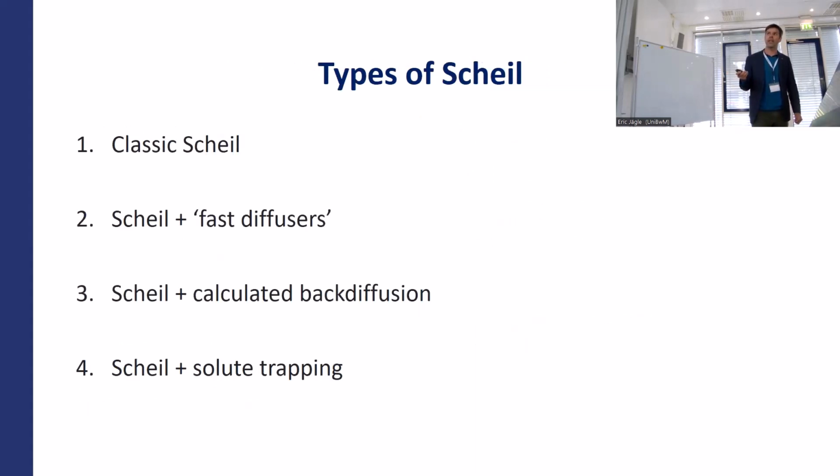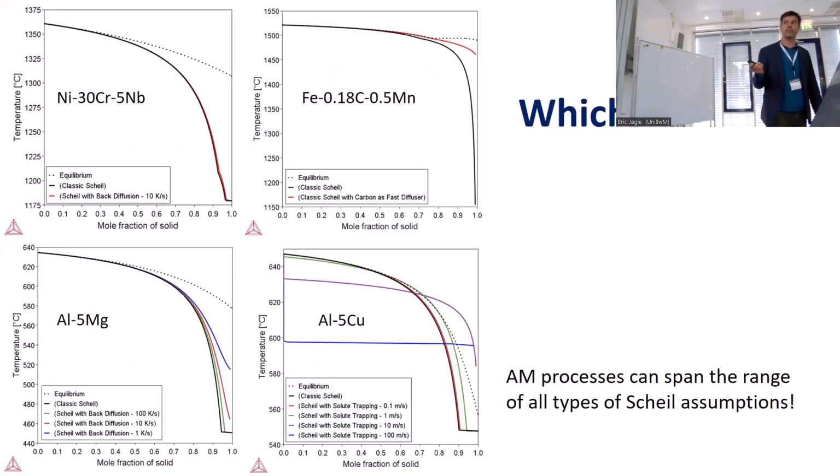Okay, a very quick recap. So this is what we got: classic Scheil with fast diffusion, for example, for steels, Scheil with calculated back diffusion. Basically, can be for all sorts of elements where we expect to have fast diffusion in the solid or fast enough diffusion in the solid. And finally, Scheil with solute trapping. But which of these various flavors of Scheil should you use?